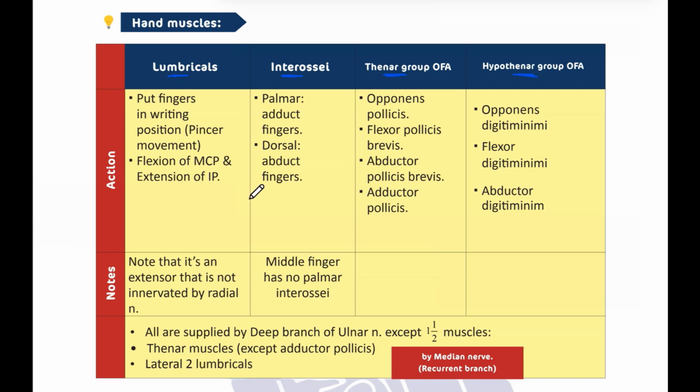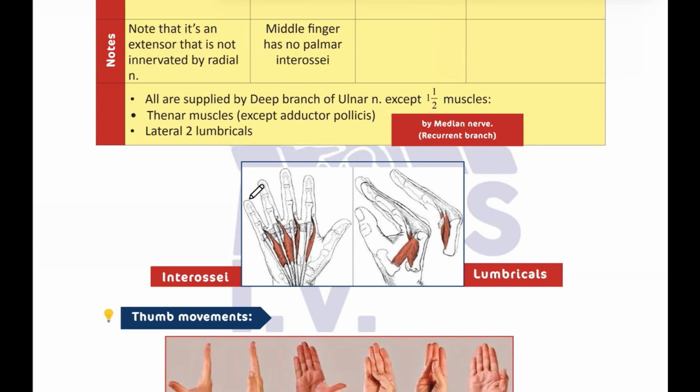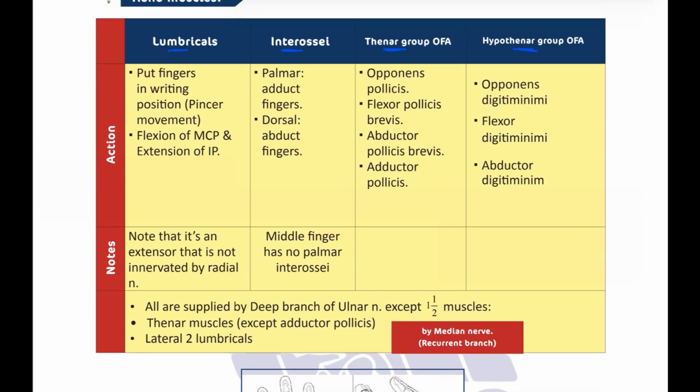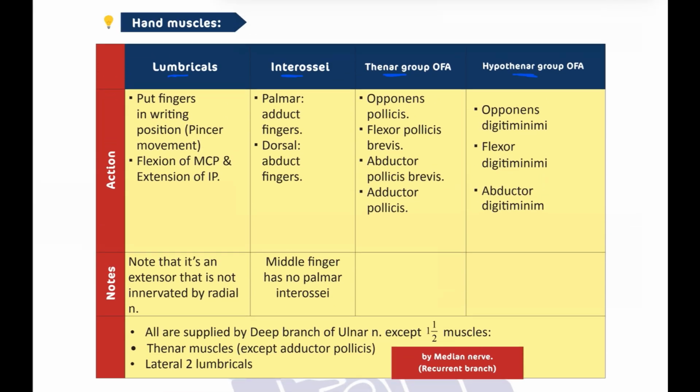Now we have this diagram over here which shows the interossei, which are present on each part of the tendons. They do not have any bony attachment. And then we have these lumbricals, which are 4 in number. Now, interossei are further divided into palmar and the dorsal interossei, and the thenar group has the opponens pollicis, flexor pollicis brevis, abductor pollicis brevis, and adductor pollicis. Now, the hypothenar group has opponens digiti minimi, flexor digiti minimi, and the abductor digiti minimi.